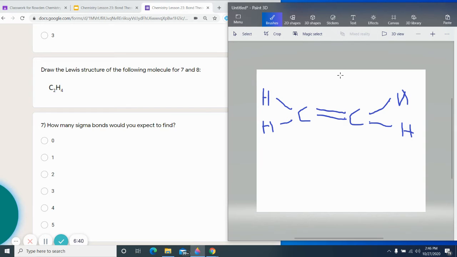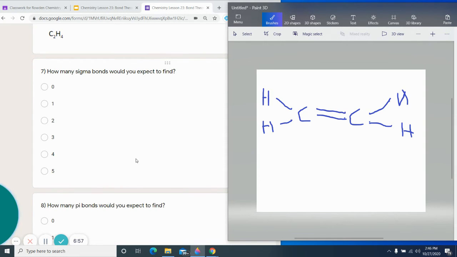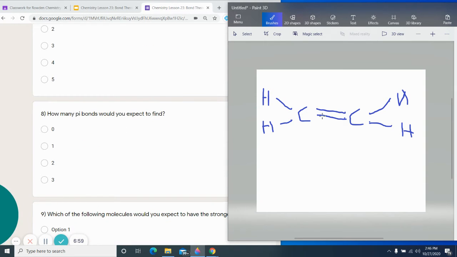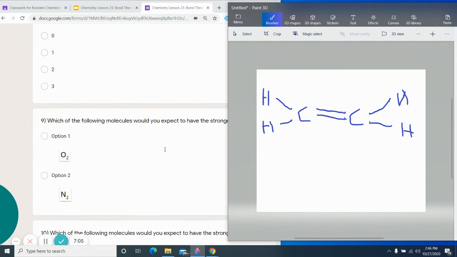So how many total bonds do we have here? Well, we have 5 total bonds. Let's count how many sigmas. Remember, H to the C, this is the only connection there, so that's a sigma. Now it's a new connection, so sigma. New connection, so sigma, sigma, and sigma. So we should have 5 sigmas, and then how many pi's? Well, you'll notice the second bond is a pi, so there's just 1 pi. So that's how we do that.